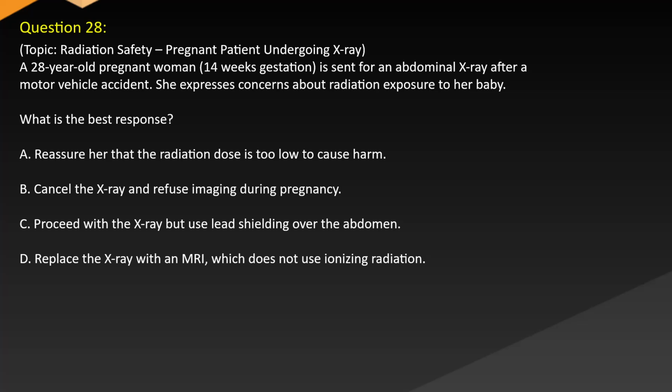A. Reassure her that the radiation dose is too low to cause harm. B. Cancel the X-ray and refuse imaging during pregnancy. C. Proceed with the X-ray but use lead shielding over the abdomen. D. Replace the X-ray with an MRI, which does not use ionizing radiation.